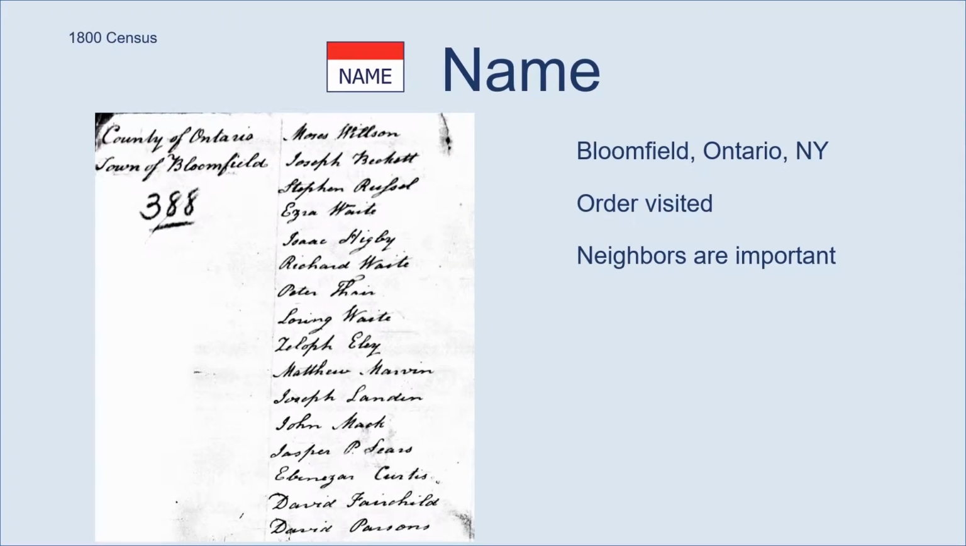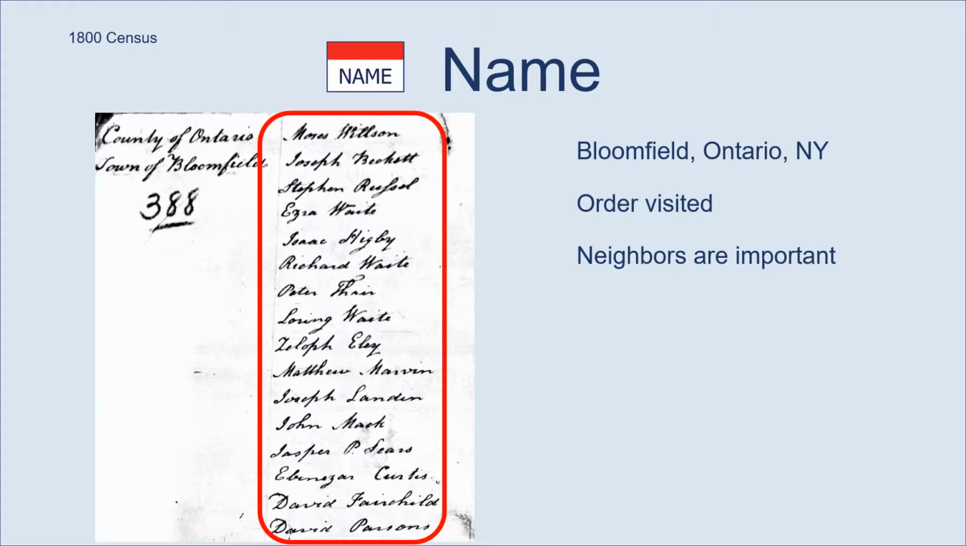This is an image of the head of household from Bloomfield, Ontario, New York. The census taker listed the people in the order he visited them. People often lived with families that they moved to the area with, so if you can't find something on your family, research a few of the families listed near your family. You might be able to find where your family came from.